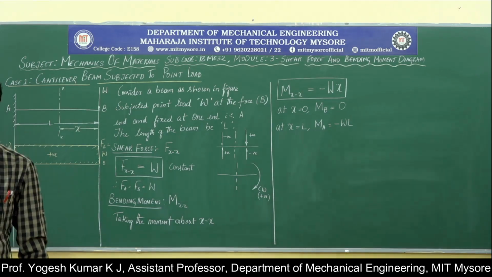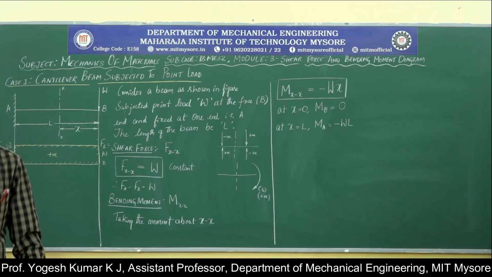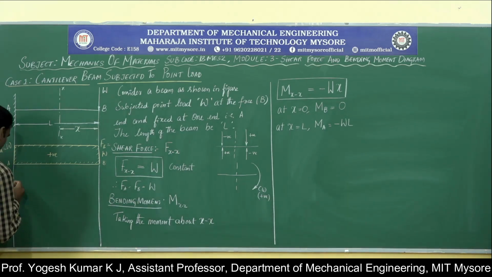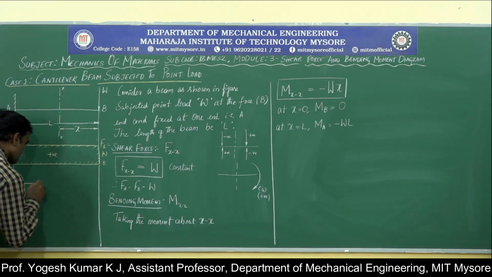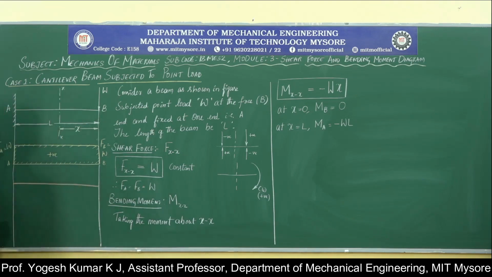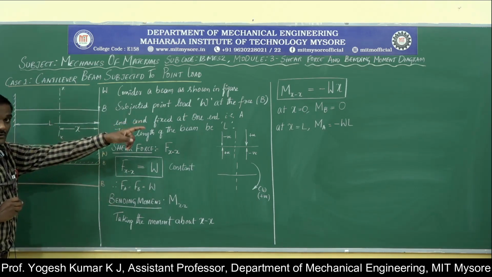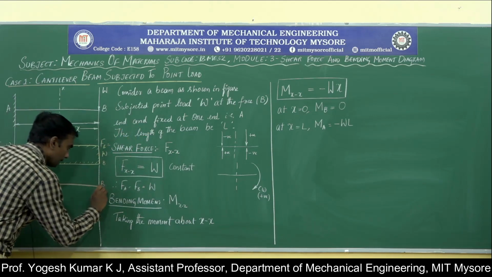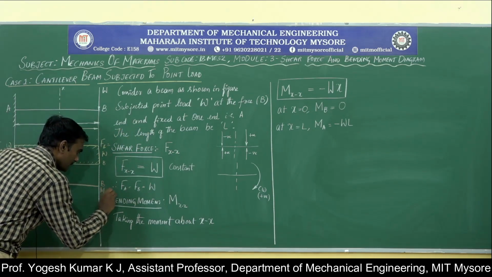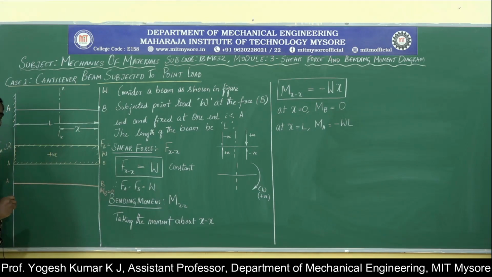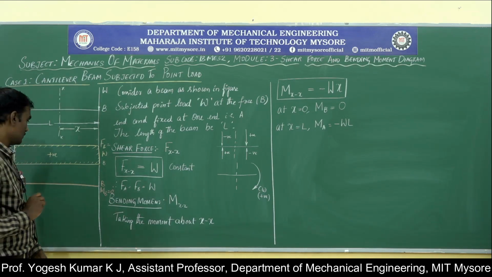Now let us see how the bending moment is going to be shown. I will take a reference line, again point A, point B. What is the bending moment value at point B? 0. MB equals 0. What is the bending moment at point A? MA is WL.